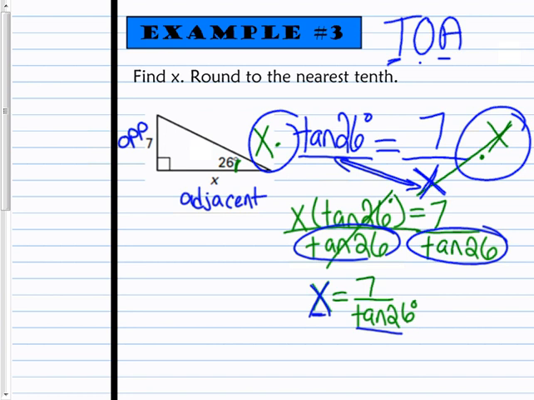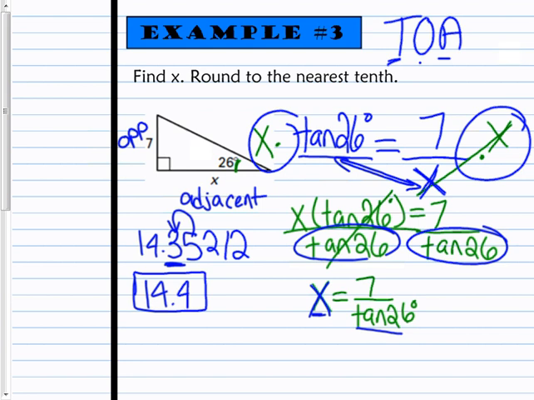So we have 14.35212 and so on. They want it to the nearest tenth, which 3 is in the tenth spot. So 14.4, because 5 tells the 3, hey buddy, you need to go up. And that is your answer.